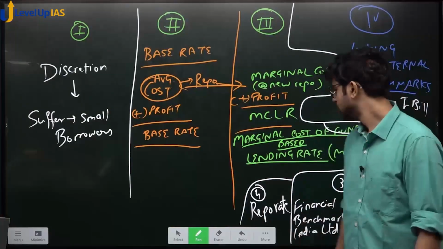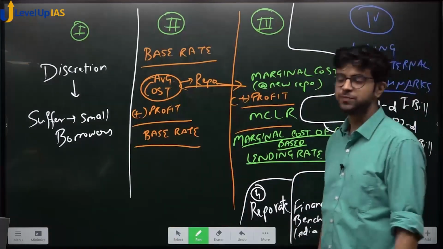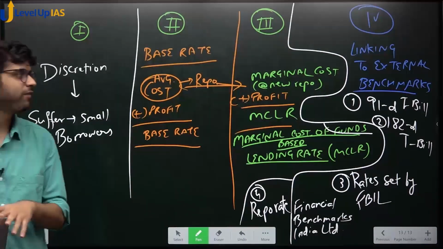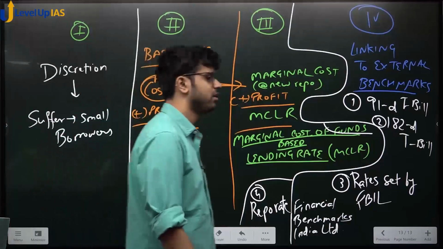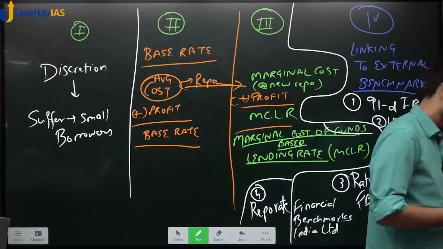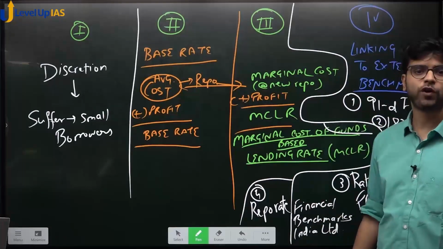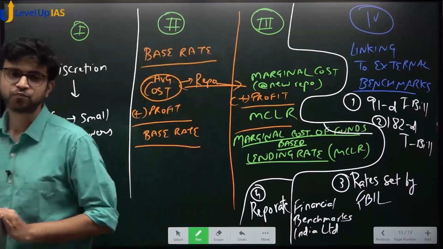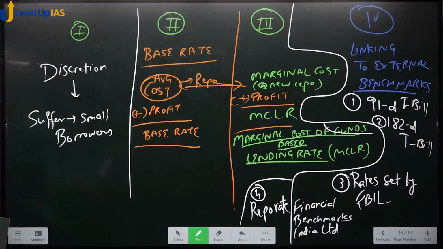Okay, so these are the options. We'll speak about Financial Benchmarks India Limited now, but before going to FBIL, I want to revise whatever we have done till here, so that things are easier and clearer. If RBI wants to follow a cheap money policy, what will it do with the reverse repo rate? Think.